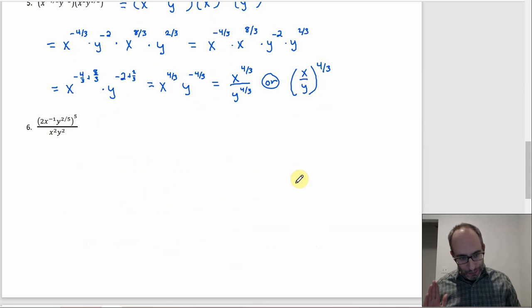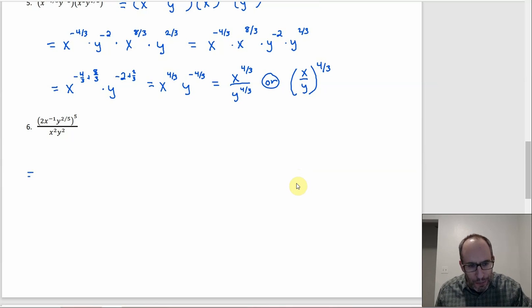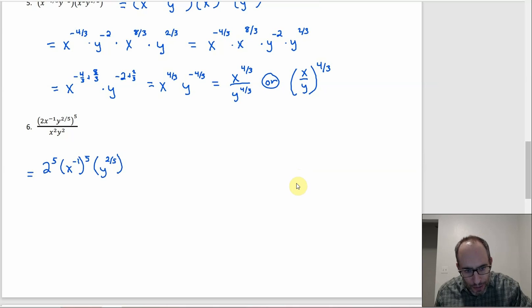All right, so with 6, we have the same kind of thing where in the numerator, we have a product being raised to a power, so we'd have to distribute that power first, and then after that, we can worry about the division. So first things first, distribute that power in the numerator, and we're going to have 2 to the 5th times x to the negative 1 to the 5th, and then times y to the 2/5 to the 5th. And then in the denominator, we're just going to have x squared, y squared. So we'll worry about that denominator in a minute.